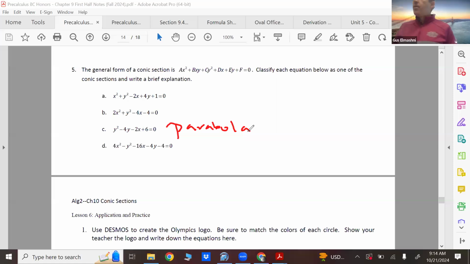Now, to have a hyperbola, you have to have two square terms, but they're opposite in sign. One's positive, one's negative. Which one has x and y both squared but opposite in sign? D. So that's your hyperbola.